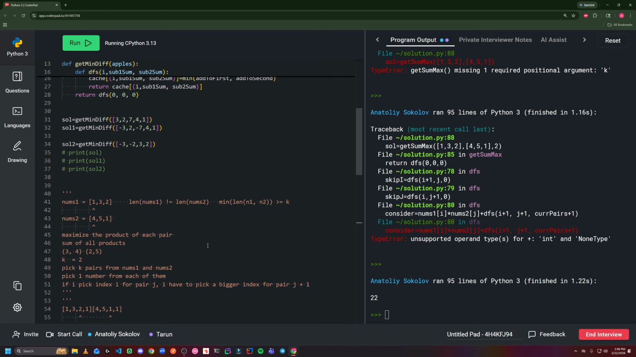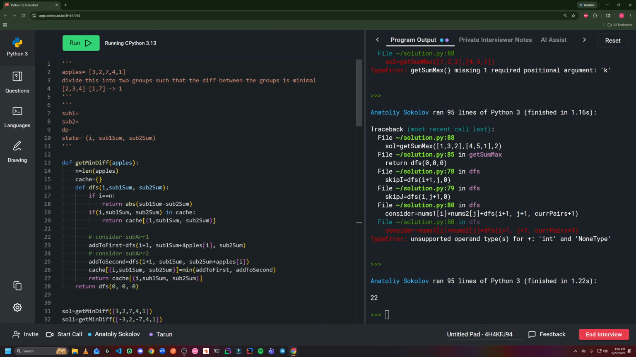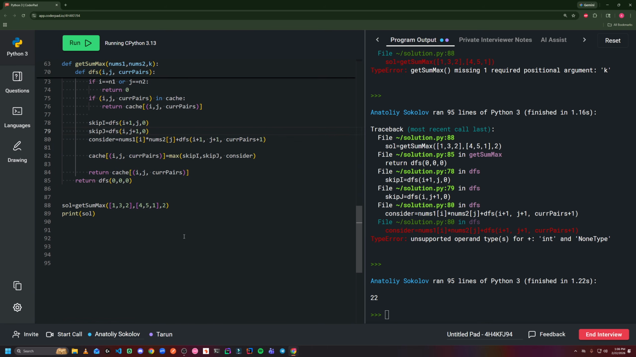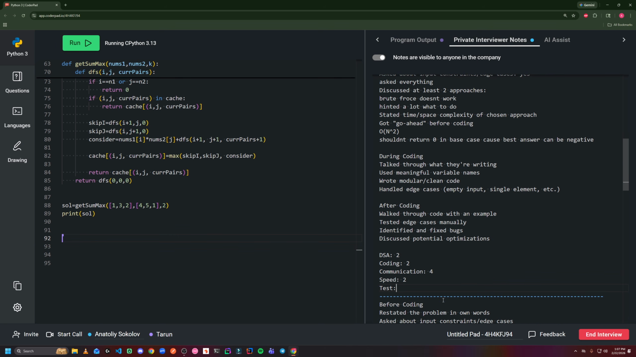Okay. So let's see here. So that was 22, right? So can you think of any more test cases? So is it right? Like 3 4 12, yeah, that 2 is right. Oh, okay, because you would just pick 3 and 4 and 2 and 5, which would be 22. Yeah, yeah.